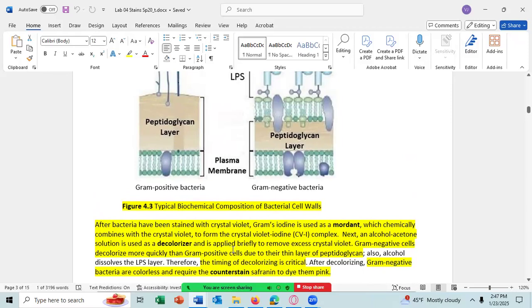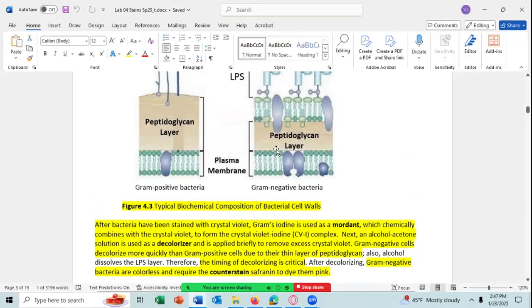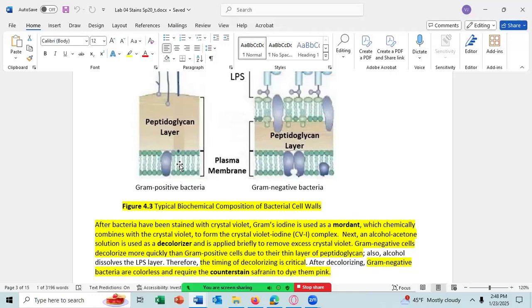How that is washed off is you use the alcohol acetone solution as a decolorizer. It's applied only briefly to remove the crystal violet, and it will remove it from the gram-negative cells, but not from the gram-positive cells. The timing of applying the decolorizer is critical because if you apply it for too long, it will pull out the crystal violet from the gram-positive thicker cell wall. But if you don't apply it long enough, it won't pull out all of the crystal violet from the gram-negative cell walls. So the timing of the decolorizing step is critical, and it's the most important part of the Gram stain.